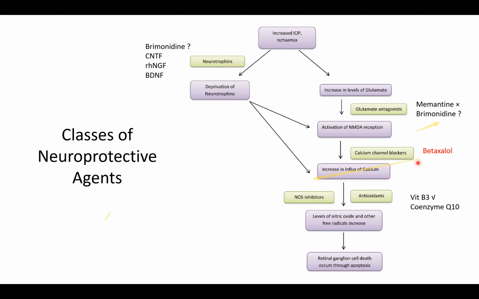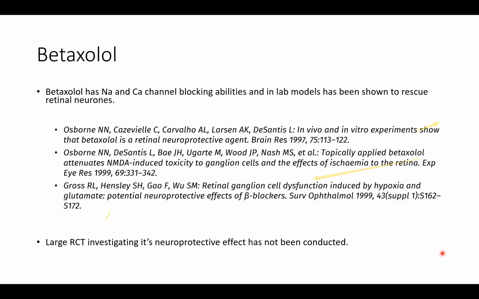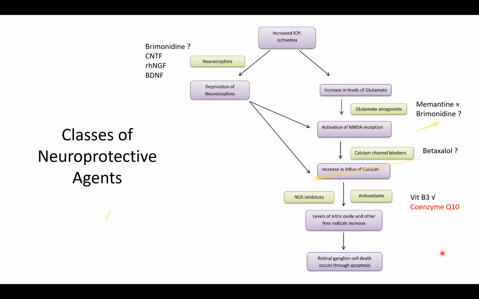So now we'll look at betaxolol. Betaxolol has sodium and calcium channel blocking abilities. And in lab models, it's been shown to rescue retinal neurons. So there have been a few studies. However, a larger randomized control trial investigating its neuroprotective effect in glaucoma hasn't been conducted. So there's not a lot to say about betaxolol at this stage, and its role is still in question.